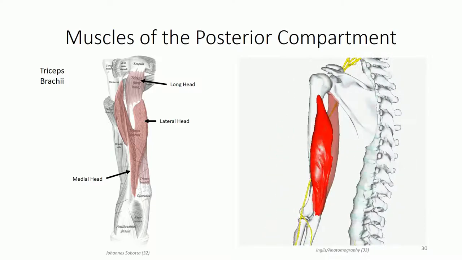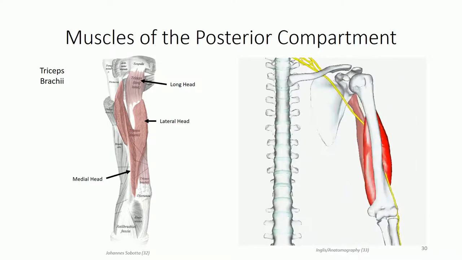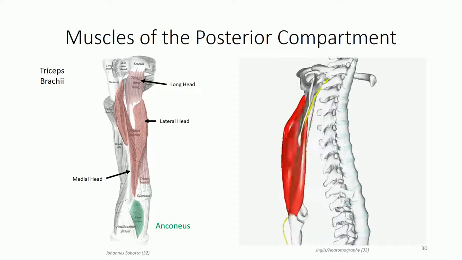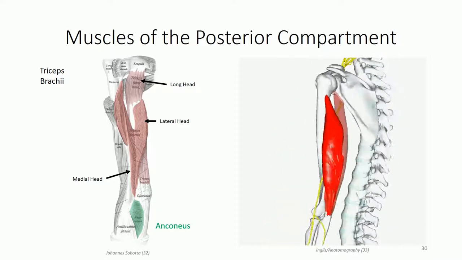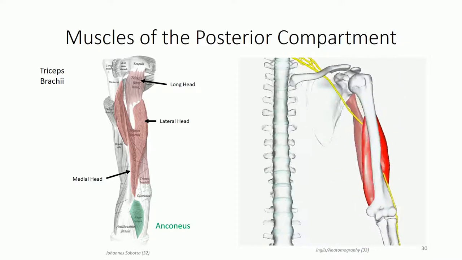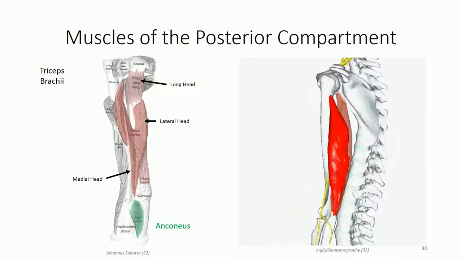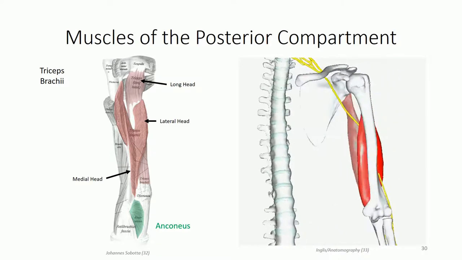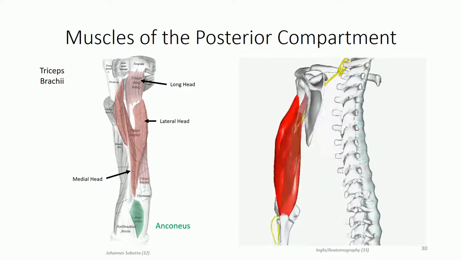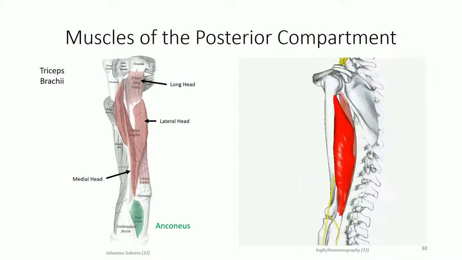One additional muscle to mention at this point is the anconeus. It doesn't precisely belong to the posterior compartment, as it originates off the lateral epicondyle of the humerus, inserting on the posterior surface of the ulna along the olecranon process, but as it is also an extensor of the elbow and is innervated by the radial nerve, we include it in our discussion here.